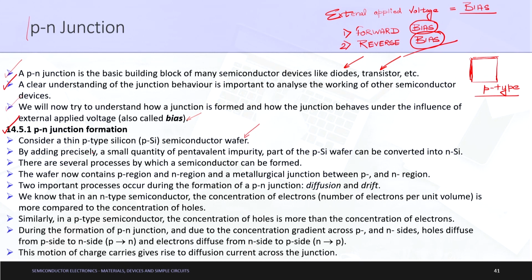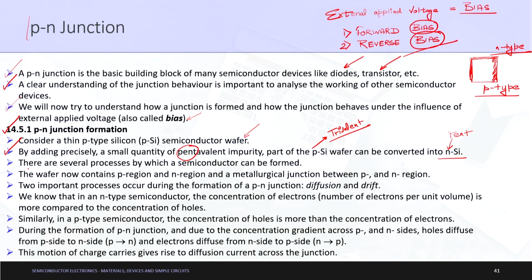Fine. So, consider a thin p type semiconductor wafer. By adding precisely a small quantity of pentavalent impurity, part of the p-Si wafer can be converted into n-Si. Quite evident why it is n-Si here: because we know that an n type semiconductor has a pentavalent impurity, and a p type semiconductor has a trivalent impurity. So, if I add a pentavalent impurity, it is quite evident that this p type will have a small portion which will convert into an n type semiconductor, correct. So, it will change into n type at some places.